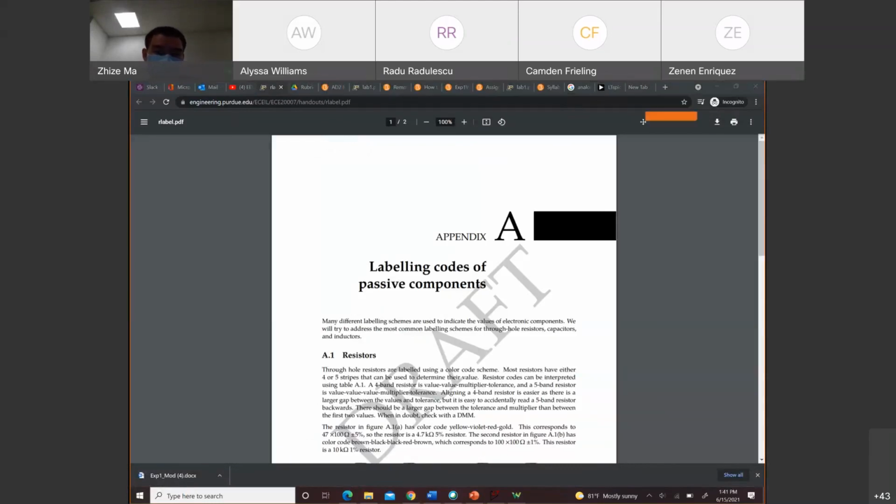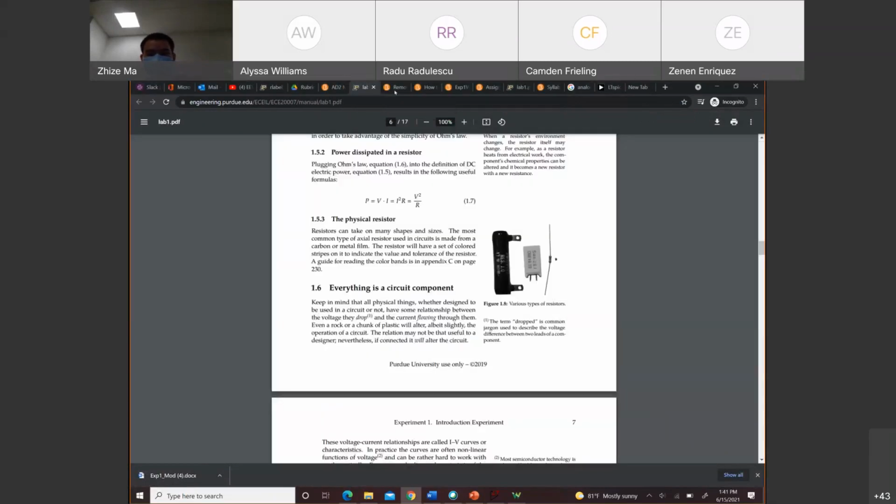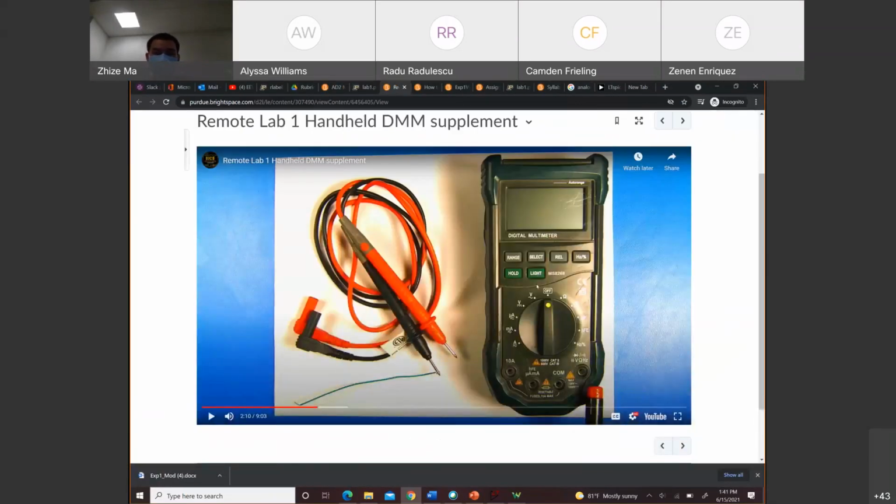Here is the tutorial for DMM. There are 4 pins in DMM. COM, common, is always connected to ground. When you measure voltage, current, anything, never mind about current, but for voltage, you will connect this pin to the ground pin. The ground pin is this black pin in your AD2.